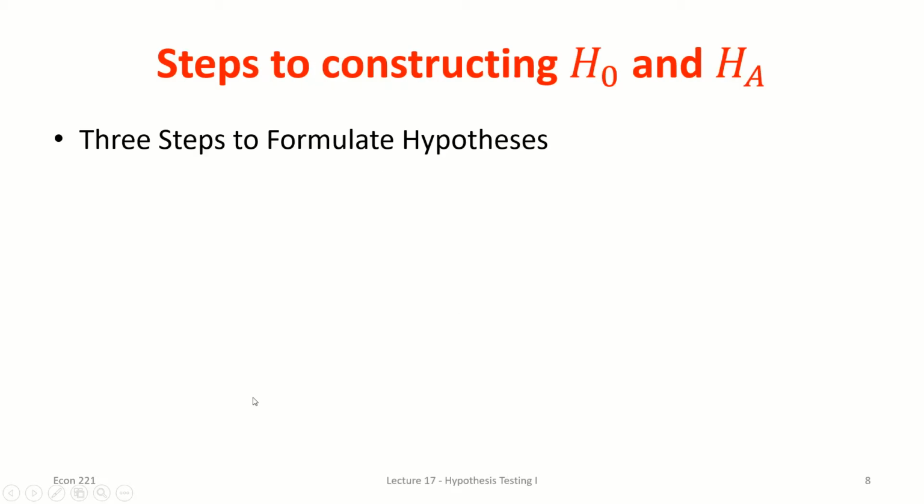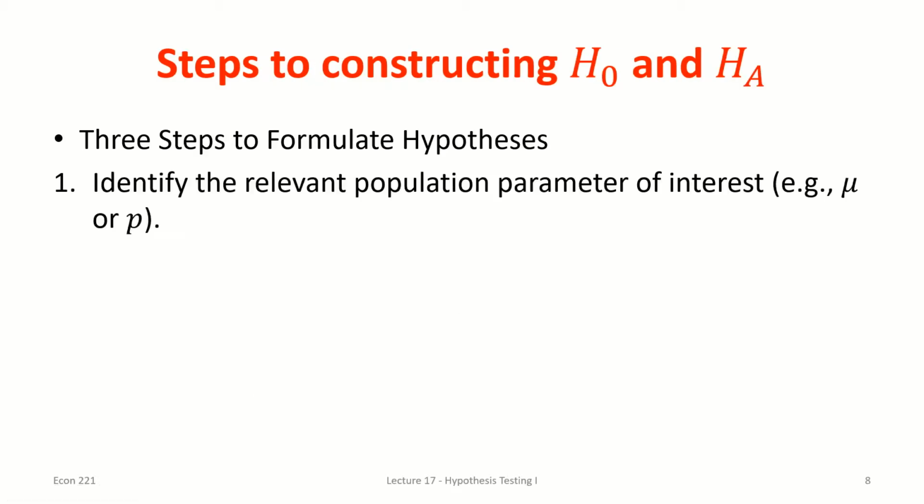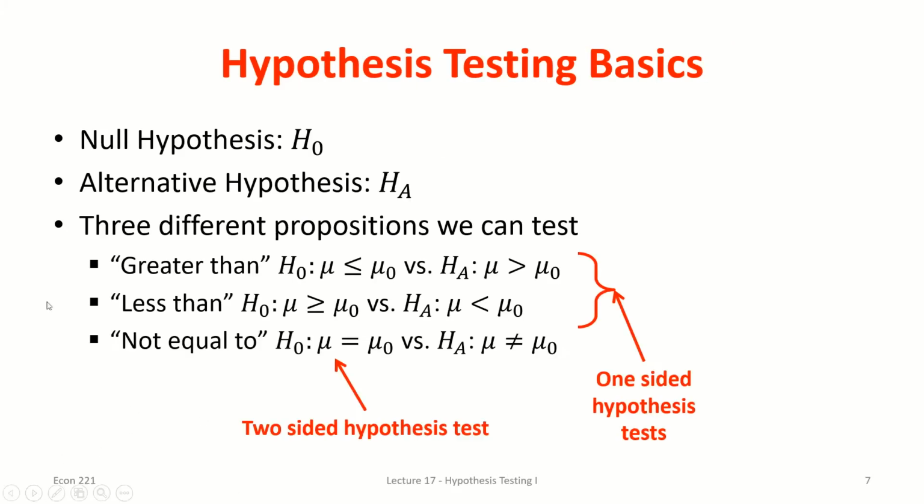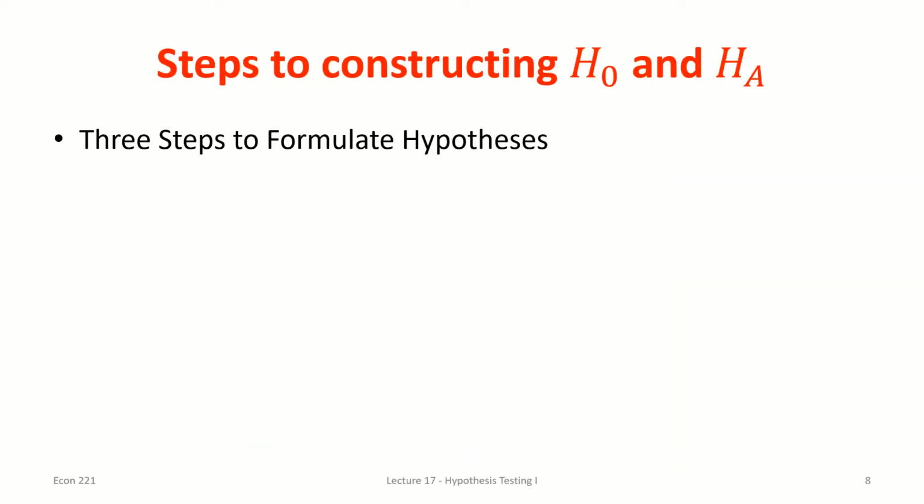Okay? So there are three steps that we'll use to formulate these hypotheses. The first, what are we looking at? Right, we're looking at a mean or a proportion. That's pretty easy. The second, is it a one-sided or two-sided test? It's pretty easy. Look at the alternative hypothesis. If we have a greater than or less than sign in the alternative hypothesis, it's a one-sided test. If we have a not equal to sign, that's when we have a two-tailed test. That's the only way we have a two-tailed test, in fact, is if we have a not equal to sign in that alternative hypothesis. Okay.